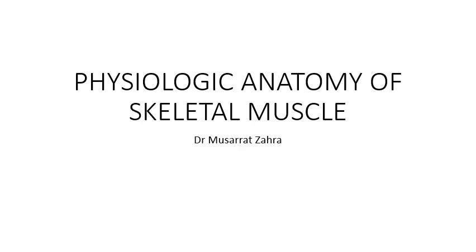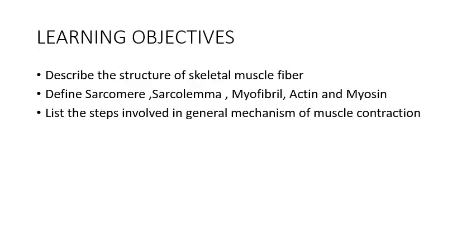So the learning objectives for this lecture are that by the end of this lecture, you must be able to describe the structure of skeletal muscle fiber, define what is sarcomere, sarcolemma, myofibril, actin, and myosin, and list the steps involved in the general mechanism of muscle contraction.